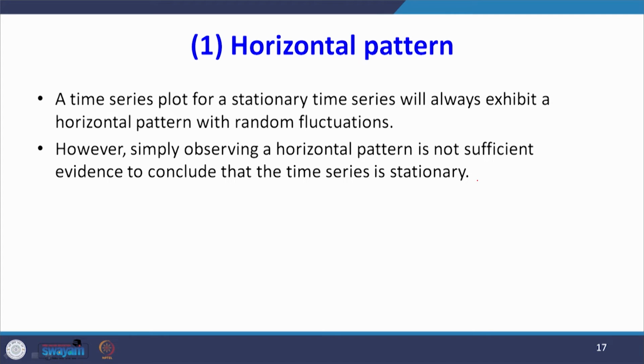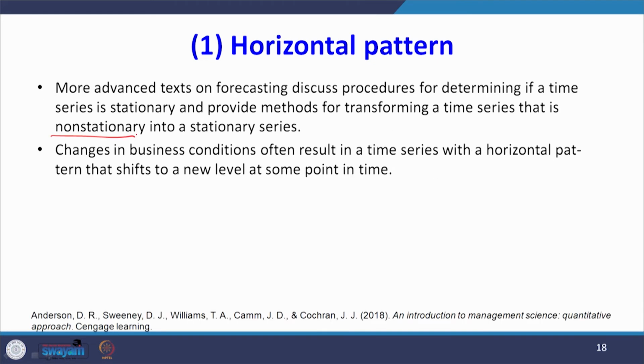However, simply observing a horizontal pattern is not sufficient evidence to conclude that the time series is stationary. So, we have shown that when we plot the data set, there is a stationary pattern, but only by looking at the figure it is not enough to decide there is a property of stationarity. More advanced texts on forecasting discuss procedures for determining if a time series is stationary and provide methods for transforming a time series that is non-stationary into a stationary series, but we are not going to discuss those procedures. Changes in business conditions often result in a time series with a horizontal pattern that shifts to a new level at some point in time.